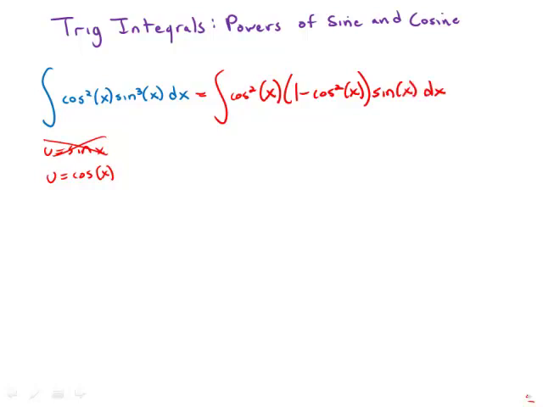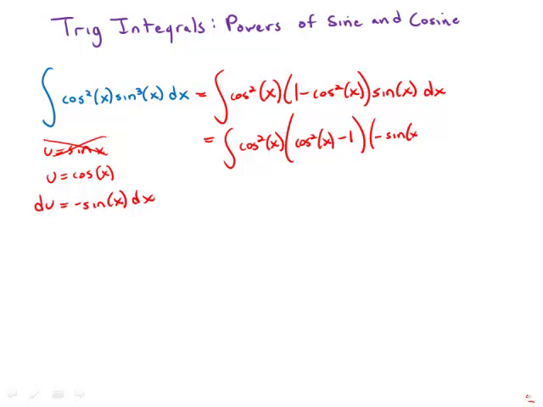And now we're in great shape, because now the derivative du is negative sine x dx. So we just need a negative sign here, and we can get that by reversing the order of subtraction. So cosine squared x, and then cosine squared x minus 1, and negative sine x dx. And now this becomes simply u squared times u squared minus 1 du. Multiplying out, we get u to the fourth minus u squared du.